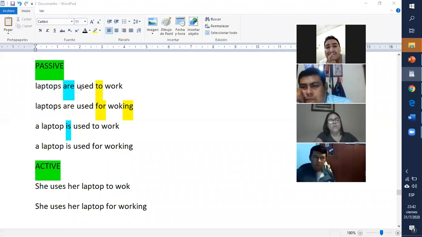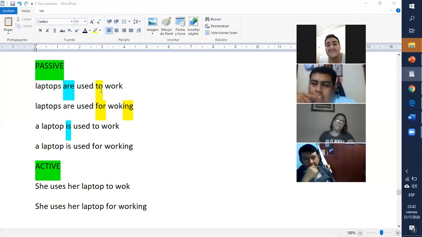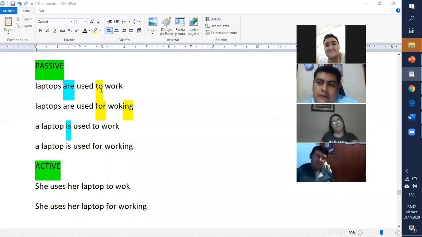So, but yeah, there's no difference. I mean, everything here is exactly the same. One is active, one is passive, okay? El internet es usado para navegar, o las personas usan el internet para navegar. It's the same. We just change the subject and the object. That's it.